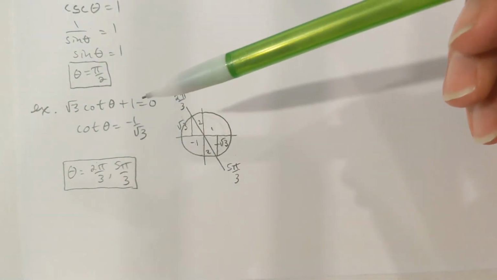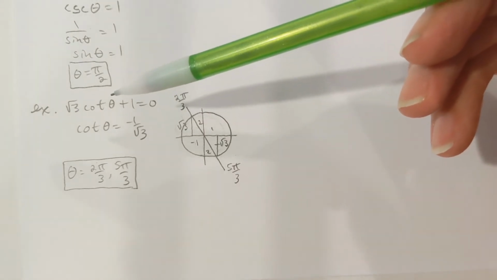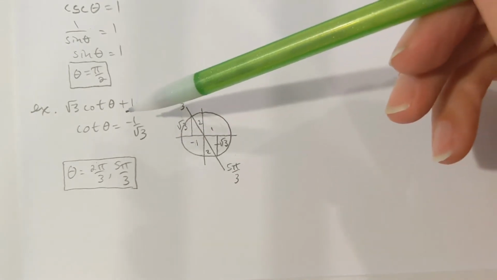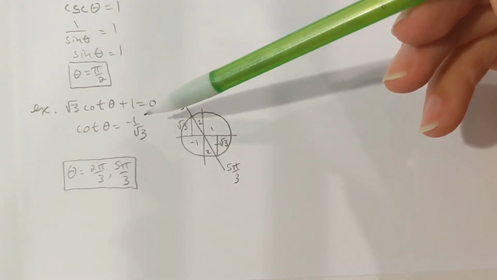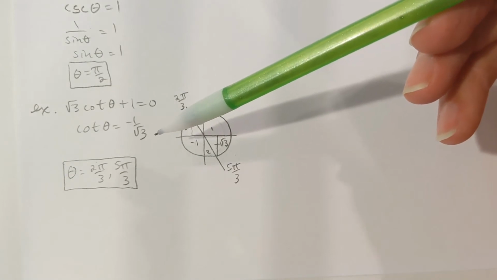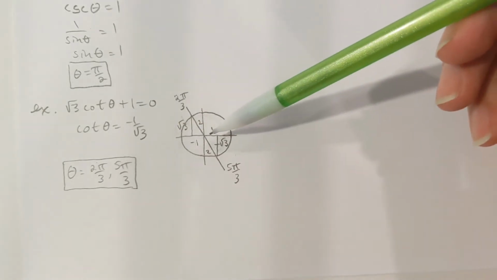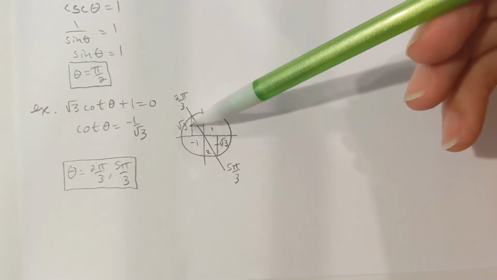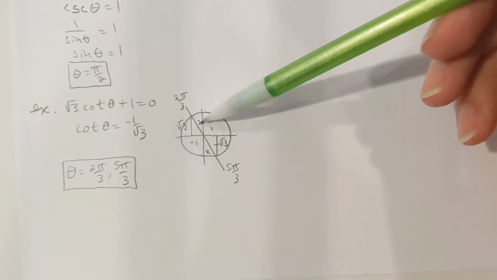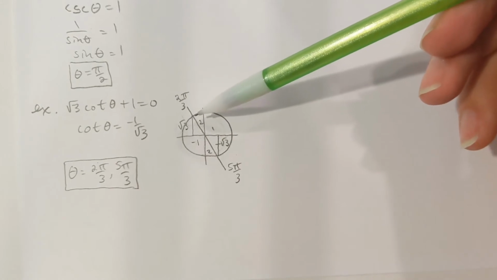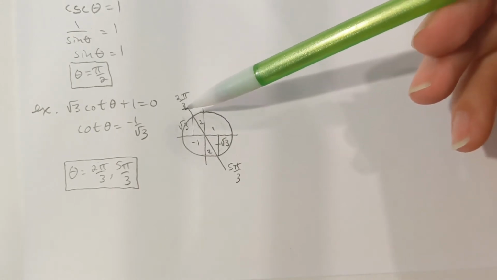Okay, here's another one here. The square root of 3 times cotangent theta plus 1 equals 0. If you subtract 1 and divide by root 3, we want to solve cotangent theta equals negative 1 over root 3. So tangent theta is opposite over adjacent. Cotangent theta would be the reciprocal of that, adjacent over opposite. The adjacent side is negative 1. The opposite side is root 3. That's going to mean that the hypotenuse would be 2. So we've got a 30, 60, 90 right triangle, but we're in quadrant 2. The angle that we'd be talking about there would be 2 pi over 3.